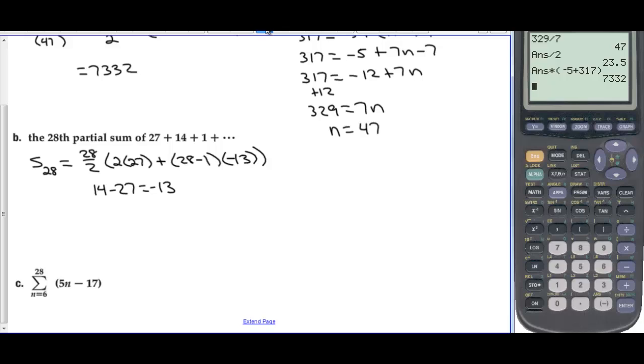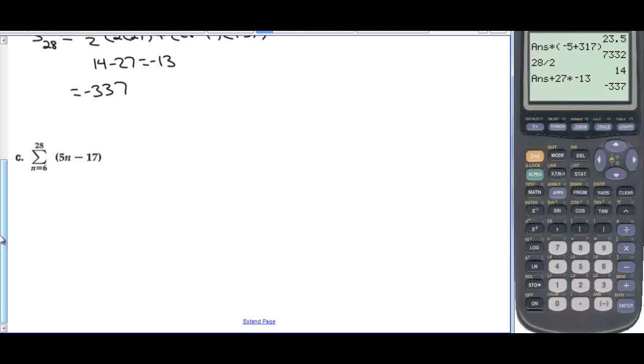So we have 28 divided by 2 times 2 times 27 plus 27 times negative 13. And that is negative 337. So negative 337.